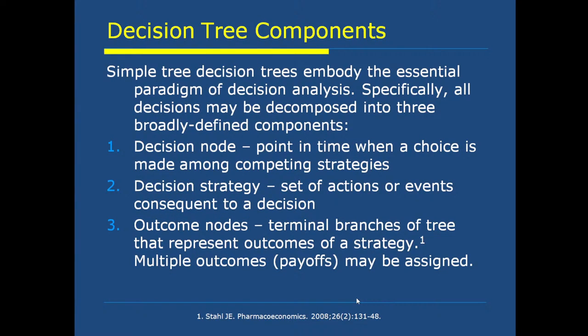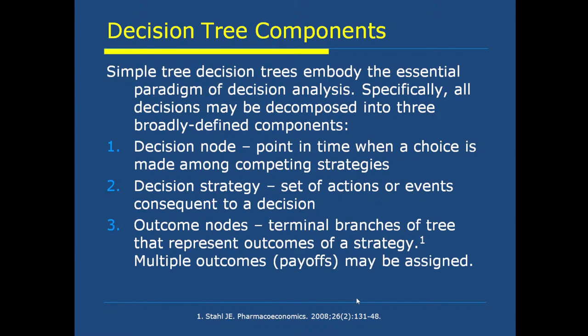Simple decision trees embody the essential paradigm of decision analysis. Especially, all decisions may be decomposed into three broadly defined components. Decision node: this is the point in time when a choice is made among competing strategies. Decision strategy: the set of actions or events consequent to a decision.